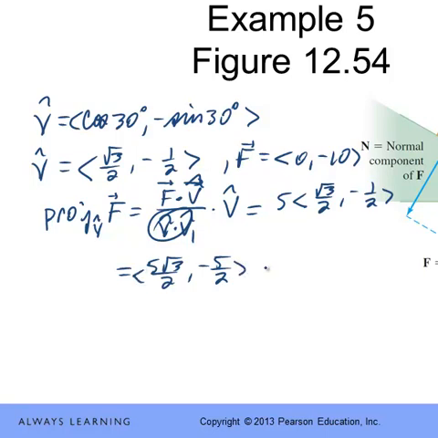And if you were to take the magnitude of this, you would just get 5, right? Because V hat is a unit vector, its magnitude is just 1. So the amount of force that's being applied on this block due to gravity to push it down the ramp is going to be 5 pounds. Because of this right here.